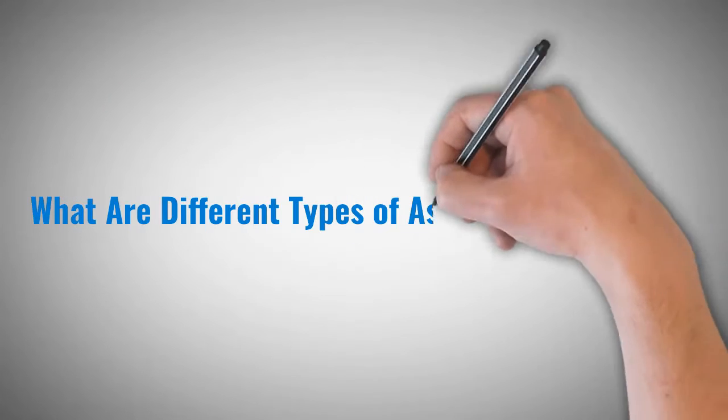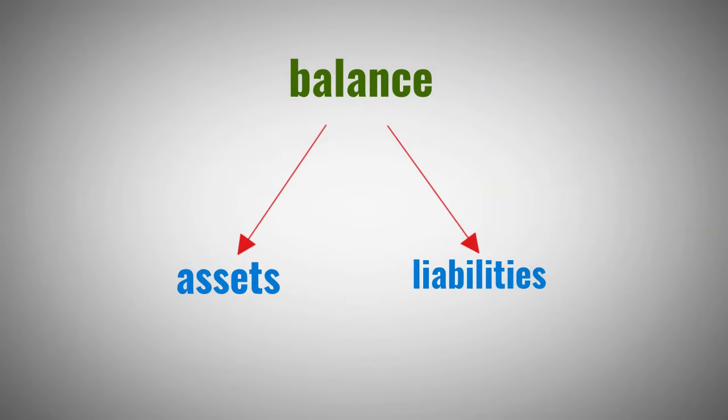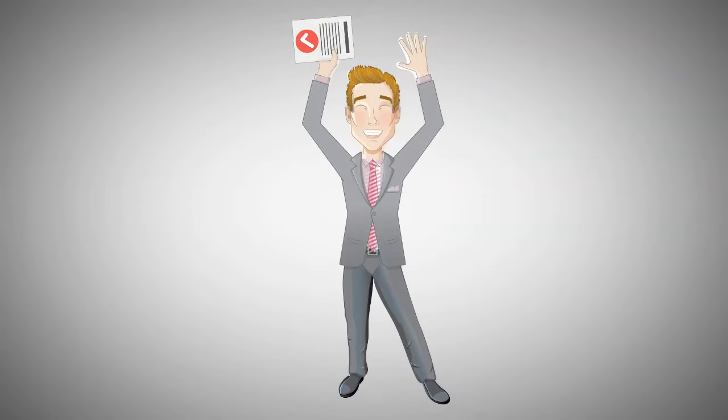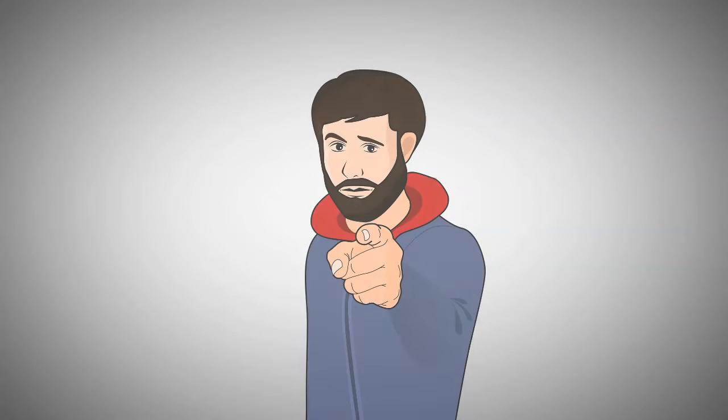What are different types of assets and liabilities? Your balance sheet is divided into two parts, assets and liabilities. Assets are the resources your company owns, while liabilities are what your company owes. Watch on to learn the difference.